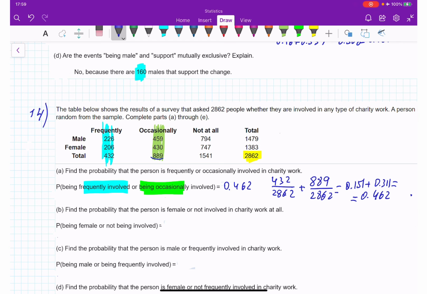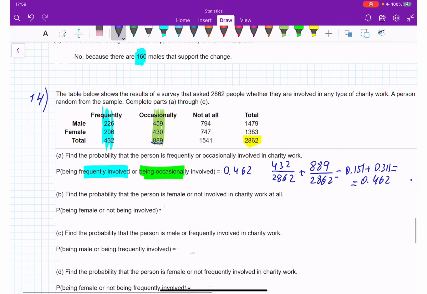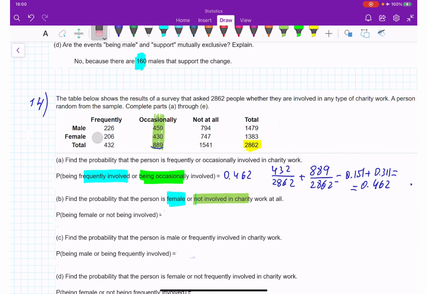Okay, B, find the probability that person is female or not involved. So it's female, we have female, and or, which is going to add, and not involved. Let me see. In charity, which one is not involved? Let me clean this.